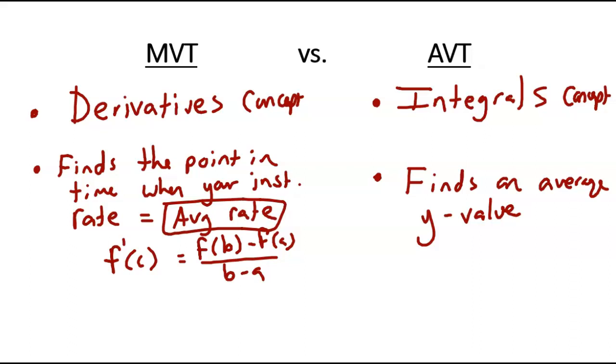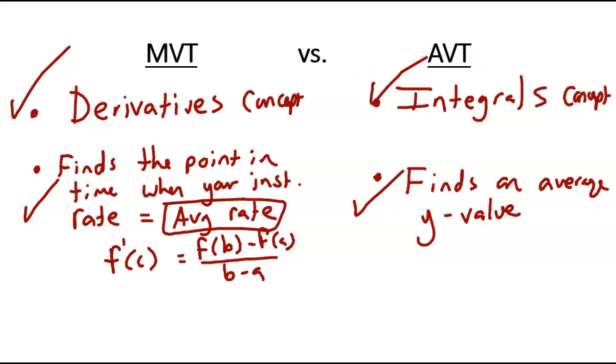Okay, so the mean value theorem helps you find the average slope, whereas average value theorem helps you find the average y value. Okay, so that's a very important difference. You have to understand what the difference is between those in the sense of what they are. The mean value helps you find the average rate. This one helps you find the average y value. This one's a derivative concept. This is an integral concept.